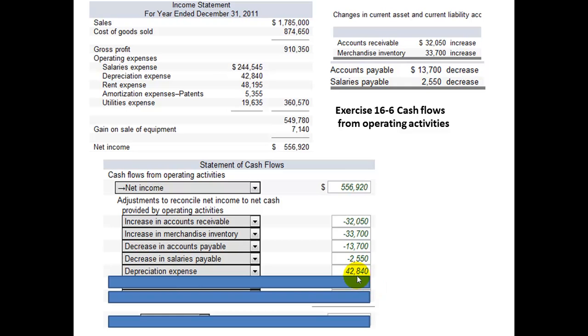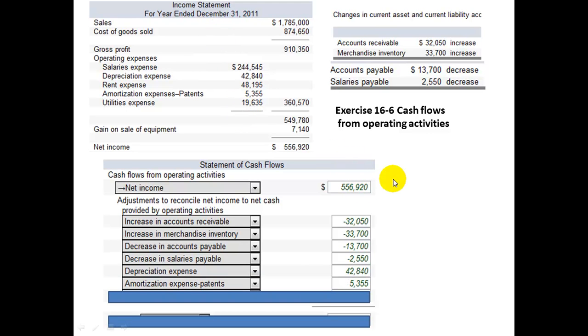Next, depreciation expense. We have depreciation expense up here in our income statement of $42,840, and notice that's part of the total expenses that were used to be subtracted from gross profit to come up with our net income. And if depreciation expense is a non-cash expense, then we want to add it back to that $556,920 to get the true cash flow from this income statement.